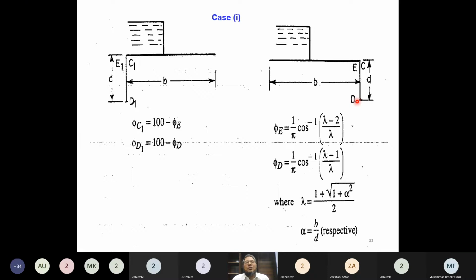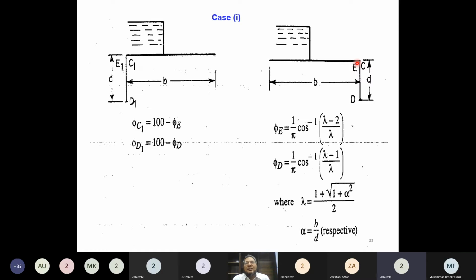Okay, just as common sense, now what I would like to ask you, where would the uplift pressure be more, at point C1 or at point E? So at point C1 the uplift pressure would be more. And yes, why, sir, at point E would the uplift pressure be lower? What is the reason? Sir, because it is the downstream side.